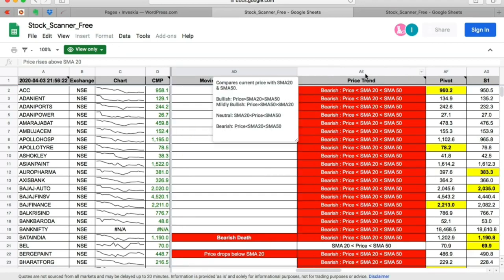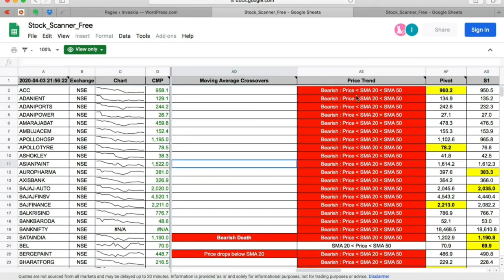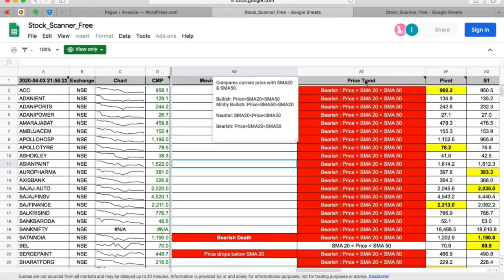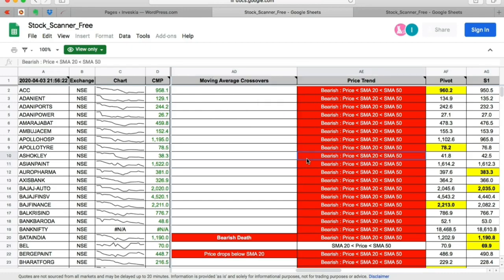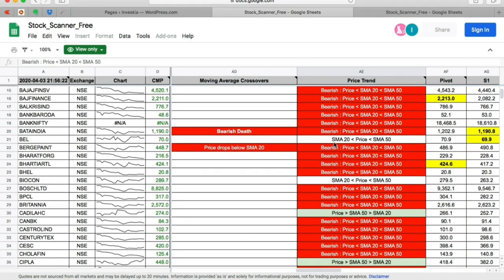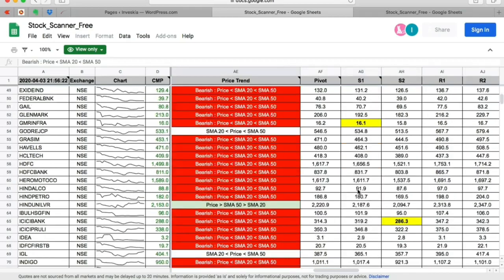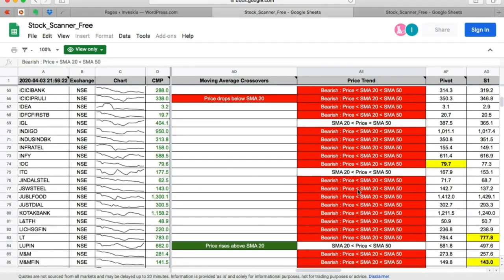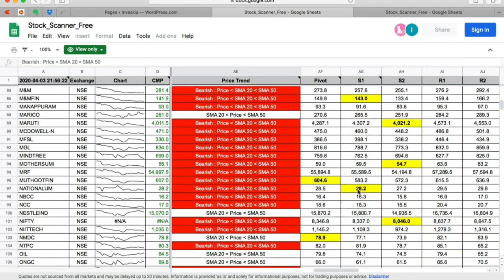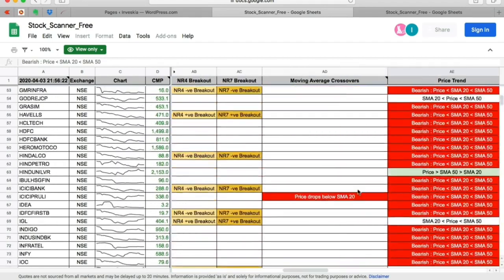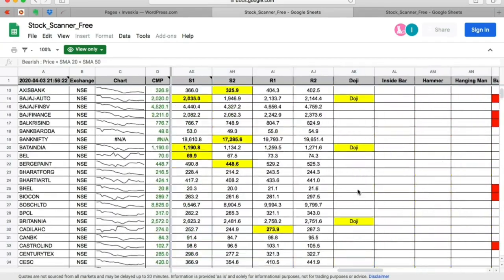The other is price trend. Now price trend is a very interesting thing. It gives you a scenario: if price is below SMA 20 and SMA 20 is below SMA 50, then the stock is in a bearish phase. You can see over here there are multiple stocks which are in bearish phase and some are in neutral phase. One you can find is in a mildly bullish phase, and almost all the stocks are in bearish phase. Yeah, obviously the stock market is in downfall right now. Let's move on to the next indicator.